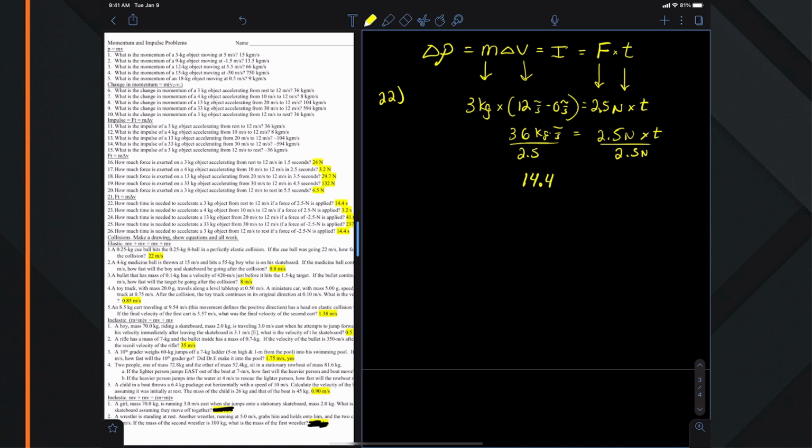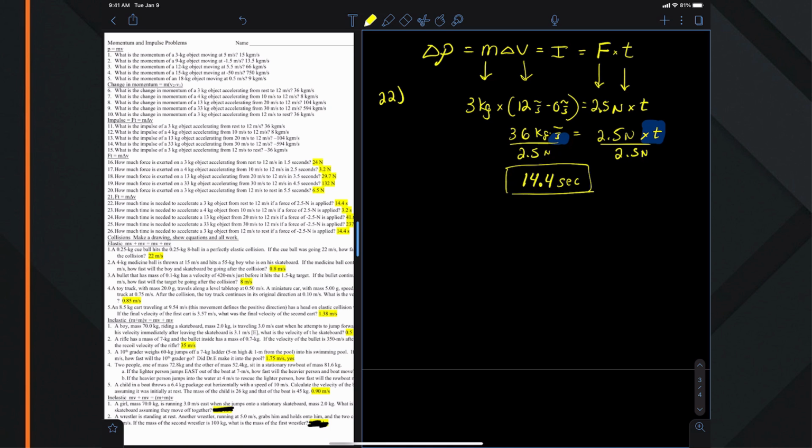And since we're looking at units of measurement here, since you're dividing both sides by newtons, we come up with our final unit here is going to be for time. So our unit of time used in this is seconds. So 14.4 seconds is what we'll have.